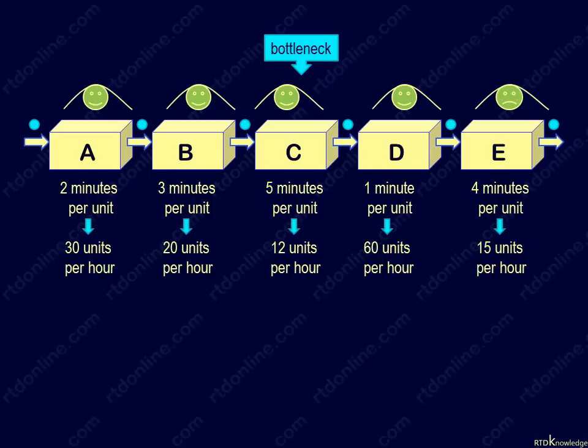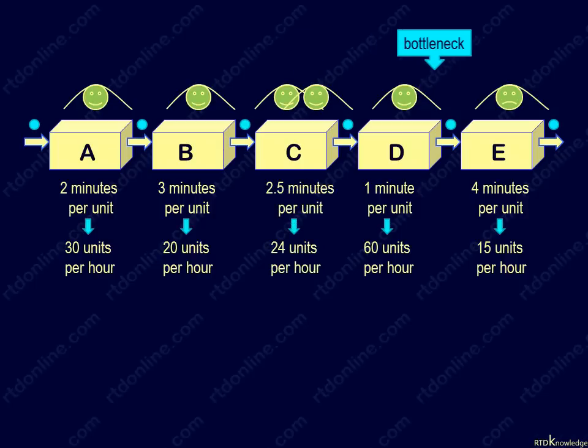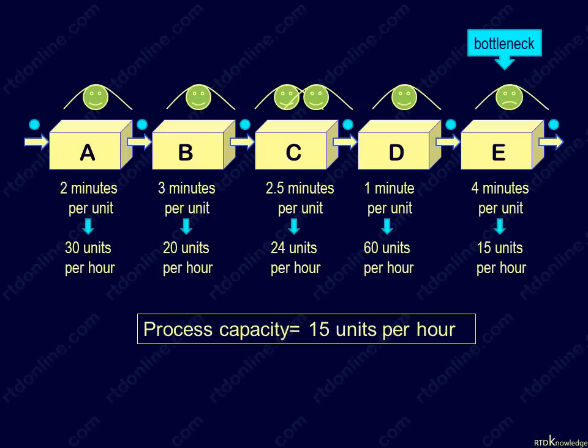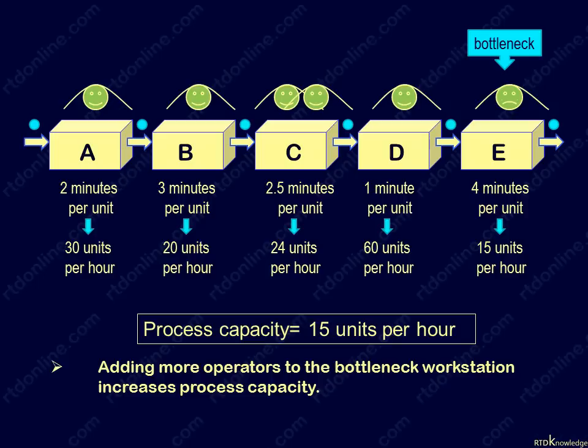This time, let's add another operator to bottleneck station C. Note that its cycle time is cut to 2.5 minutes and the bottleneck shifts to station E, now with the longest cycle time of 4 minutes. Process capacity now goes up from 12 to 15 units. The principle is that adding more operators to the bottleneck workstation always increases process capacity.